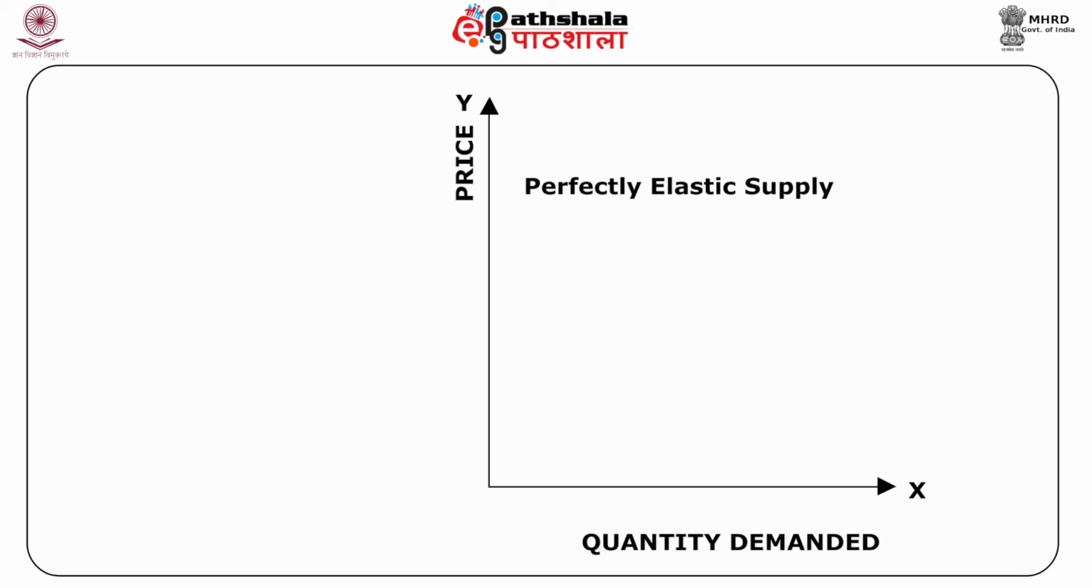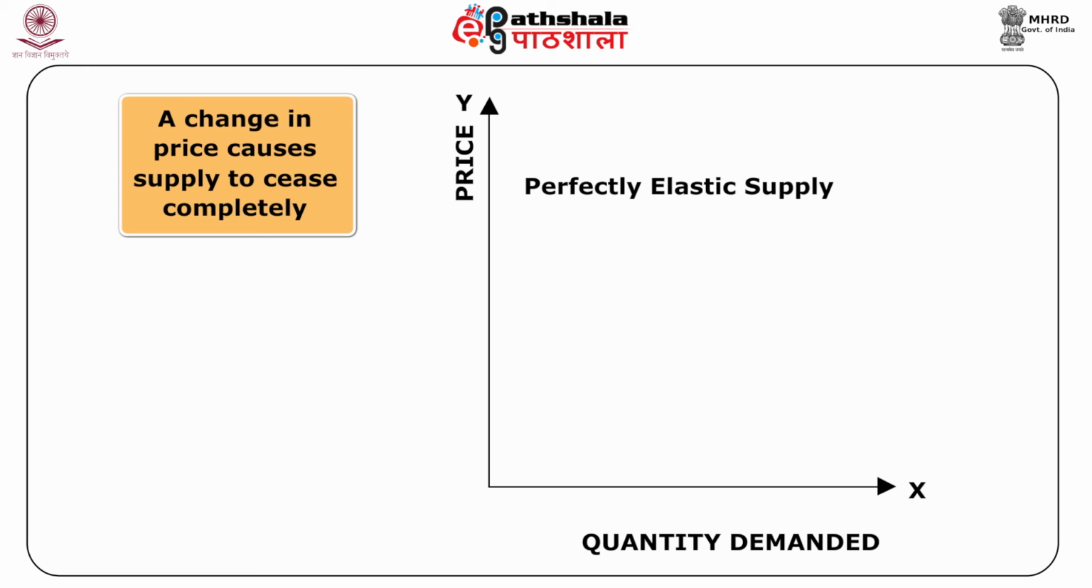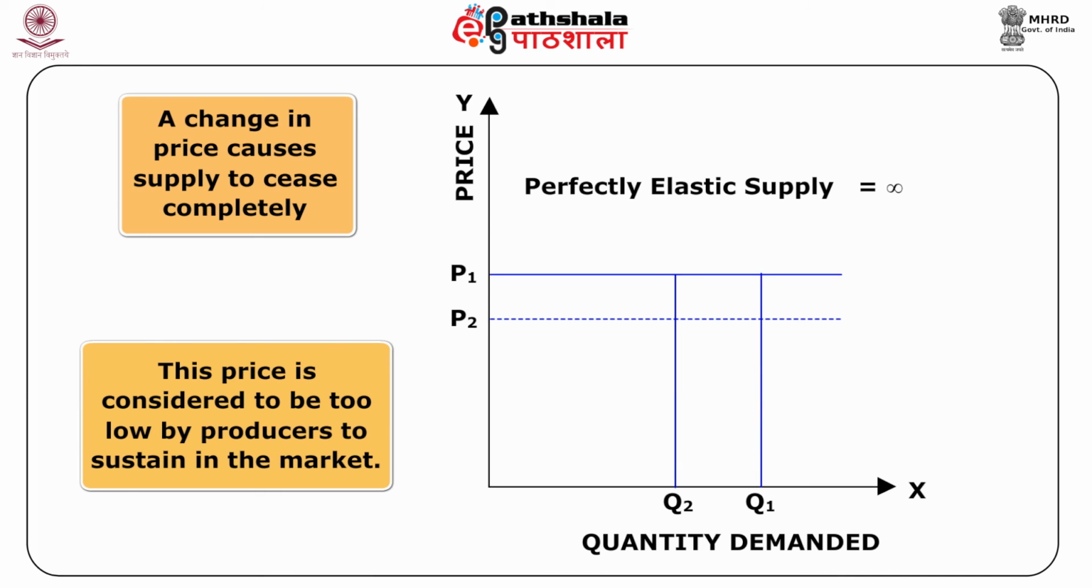It is a case where a change in price causes a dramatic change in supply. In other words, a change in price causes the supply to cease completely. Elasticity of supply is said to be infinite and is shown as a horizontal line. If the price decreases from P1 to P2, the supply of the goods ceases. This price is considered to be too low by the producers to sustain in the market.